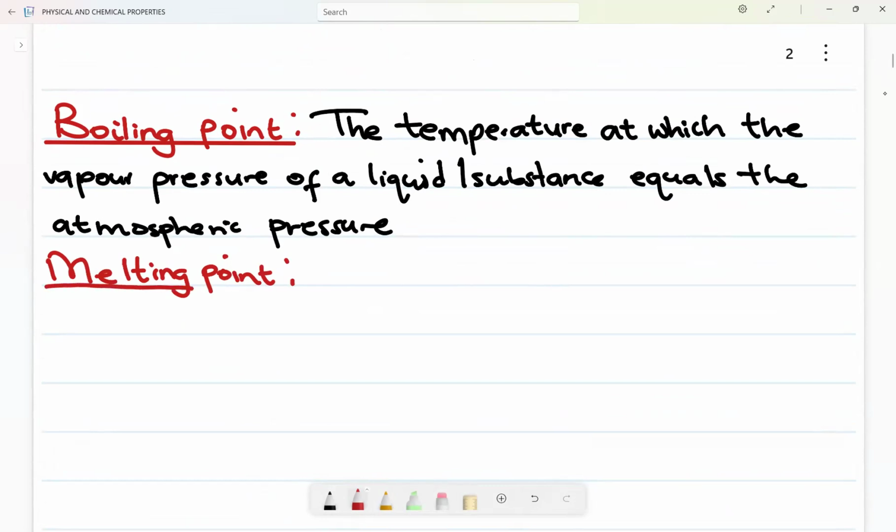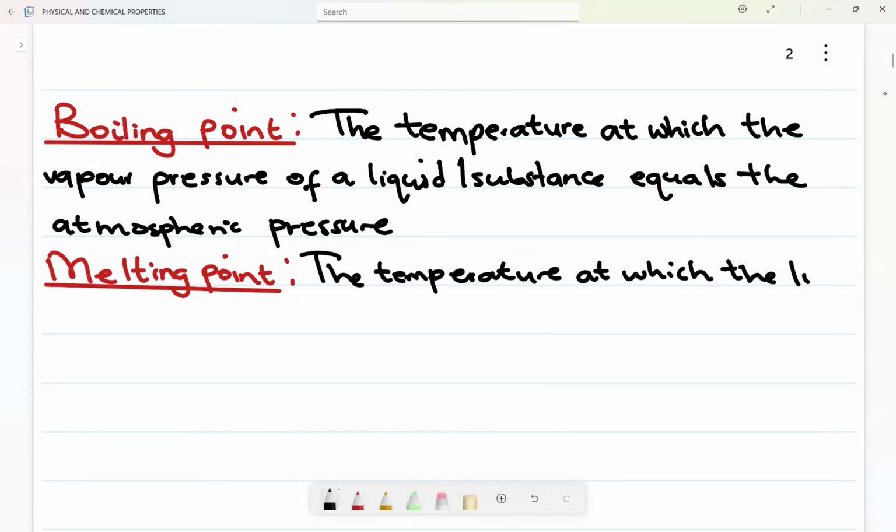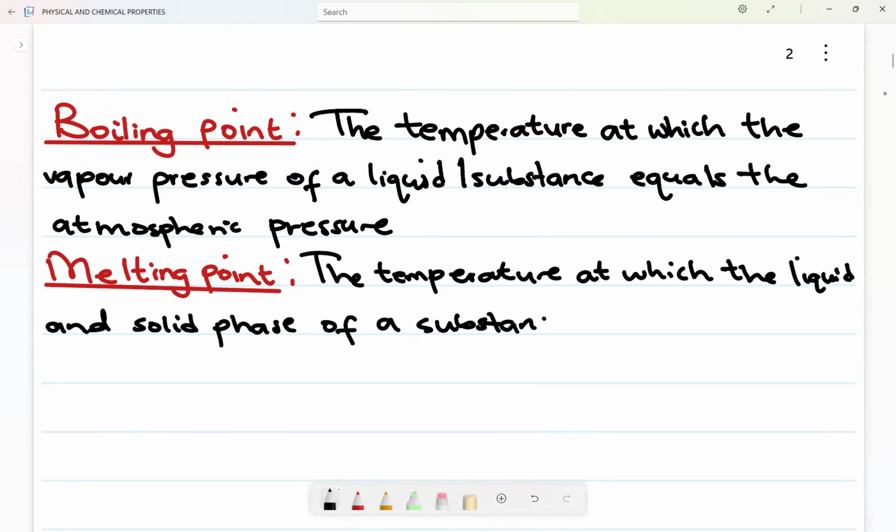I think I've forgotten this one. I'm gonna say melting point, it is now the temperature at which the liquid phase, oh, I still remember it, liquid and solid phase of a substance are at equilibrium in a closed system.